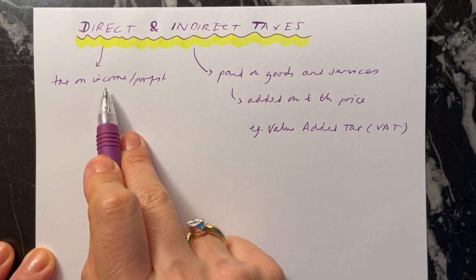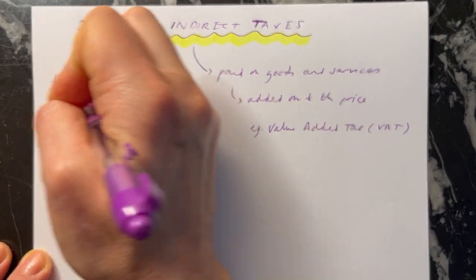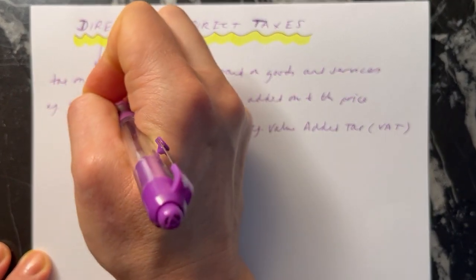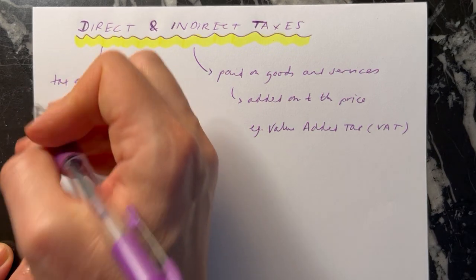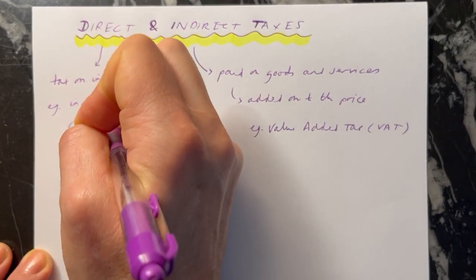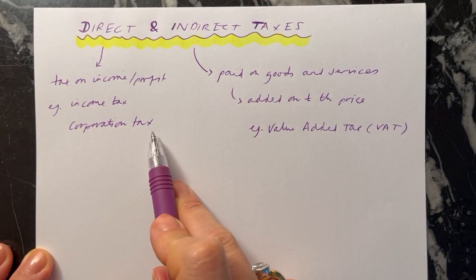So if you're an individual, you would pay tax on your income. So for example, income tax. That is a direct tax. And for a business, you would pay corporation tax in the UK on your profits.